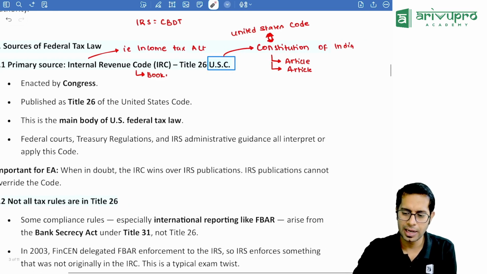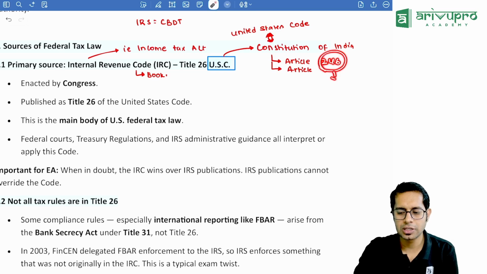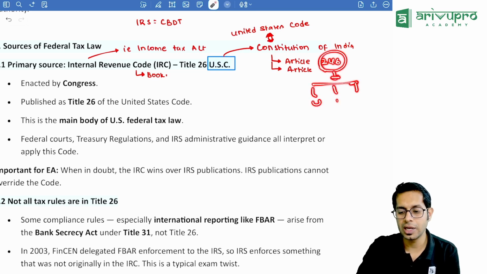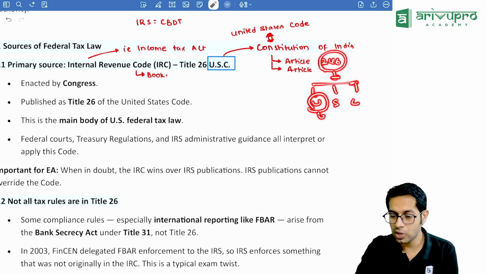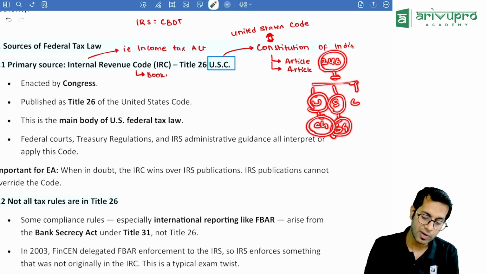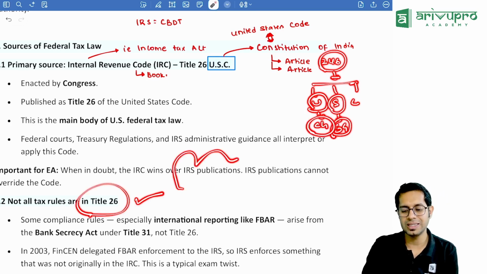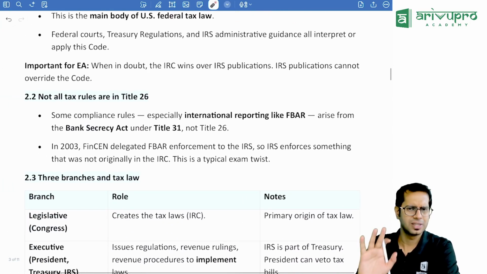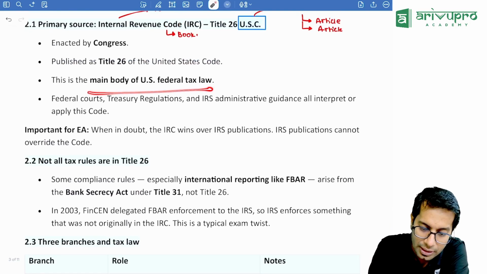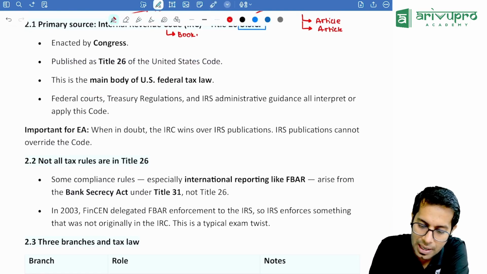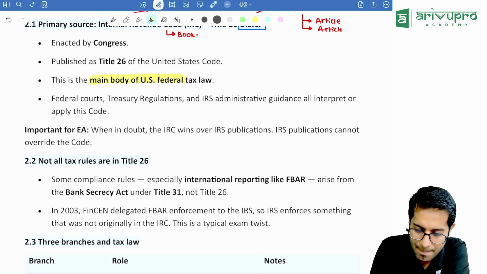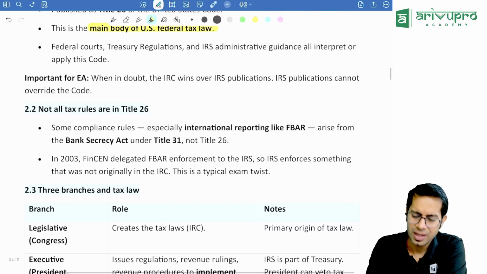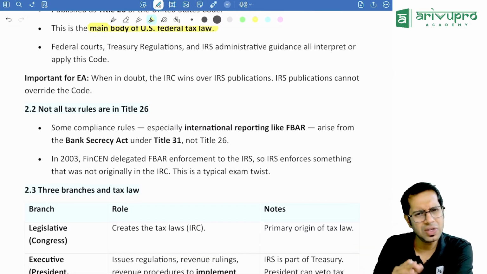Like in India, we have Article 246, which talks about tax law, which has three lists: union list, state list, and concurrent list. Union list talks about taxes which can be collected by the central government. State list talks about taxes which can be collected by the state government. So just like that, is it only Title 26 which can talk about tax law, or is there any other title which can talk about tax law? Lawmaker says yes. The main law, the main body, is your IRC. But apart from that, there are other titles also which can talk about tax law.